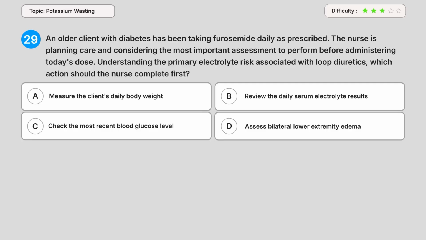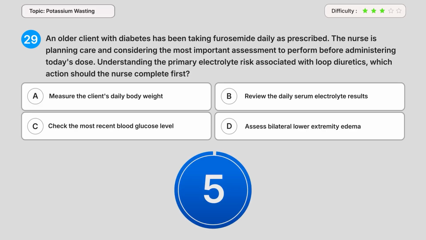A. Measure the client's daily body weight. B. Review the daily serum electrolyte results. C. Check the most recent blood glucose level. D. Assess bilateral lower extremity edema. Do you know the answer?